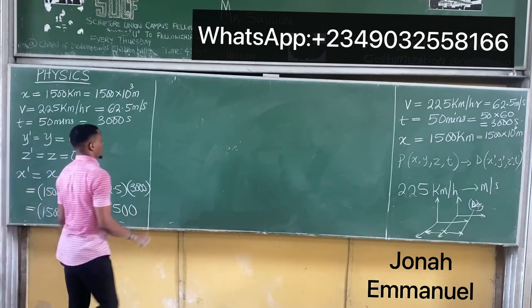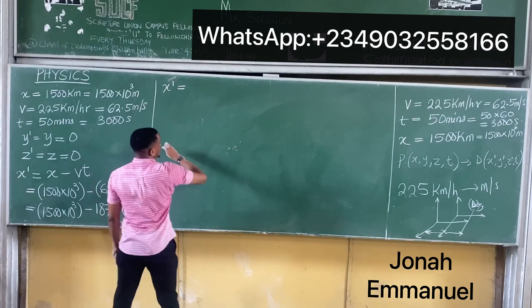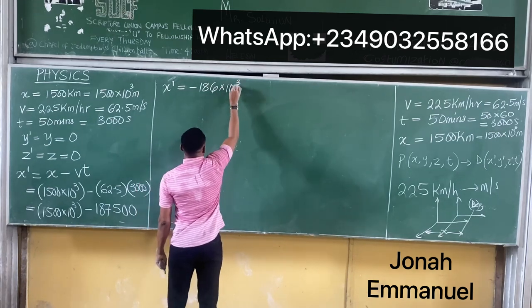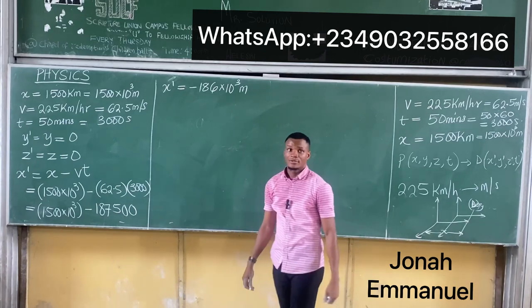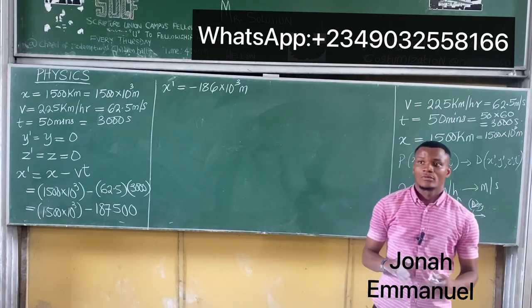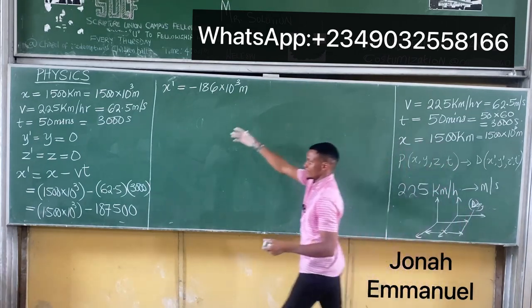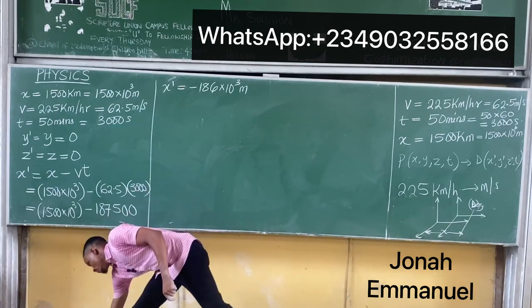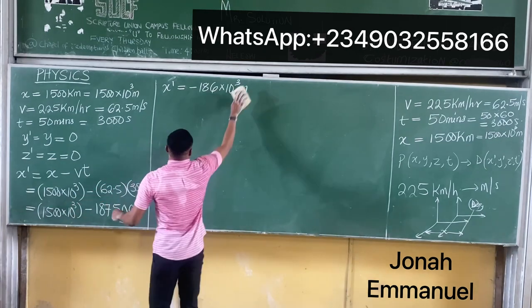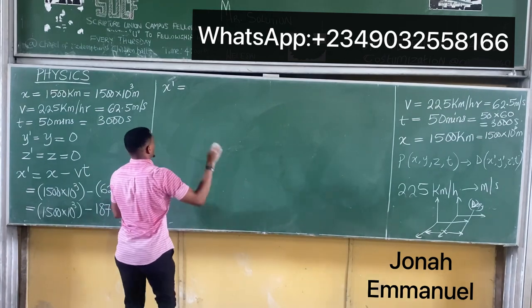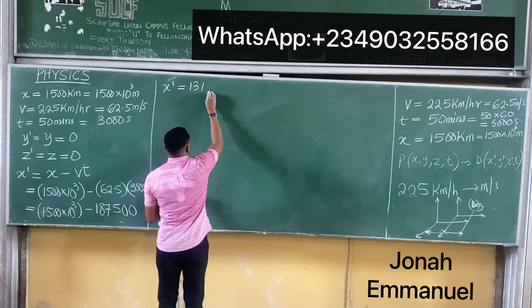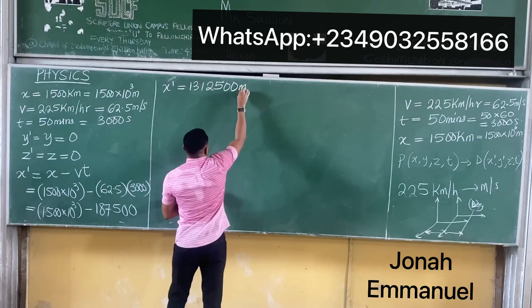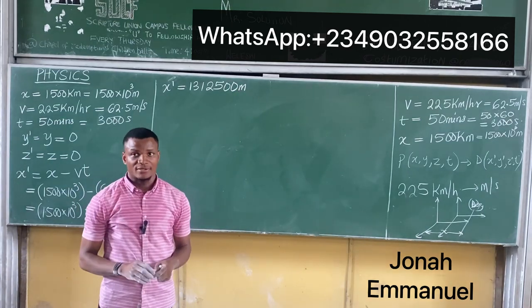187,500. Okay, so please see if you can subtract this for me. So x prime is equal to minus 186 times 10 to the power 3 in meters. Please confirm this answer. Let's proceed. He said if I subtract this, I will have this. Please confirm it. Hope you use brackets here. All right, so it gives you 1,312,500 in meters. This is why you have to come to class with a calculator and punch, please.